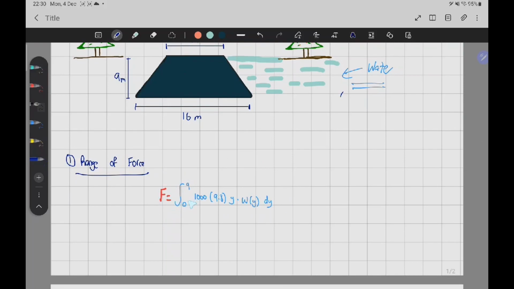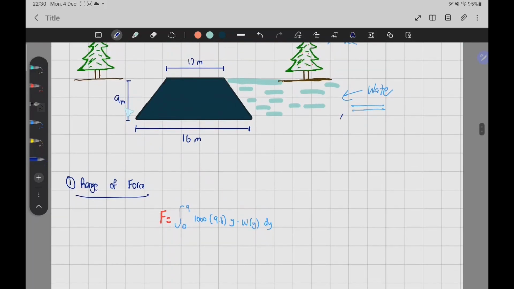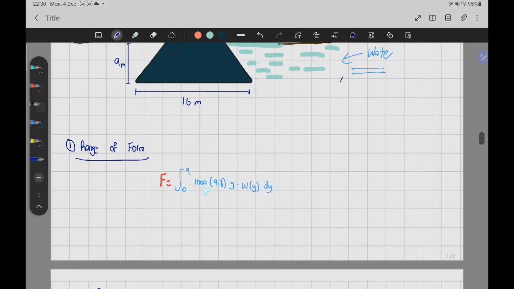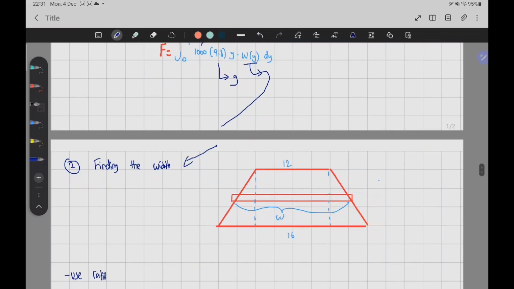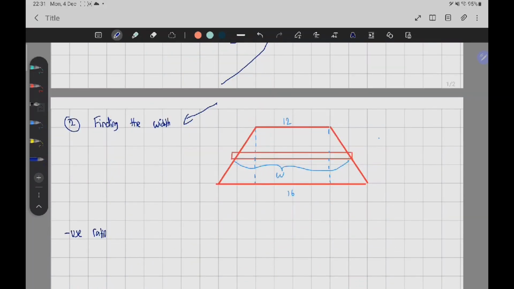This is our force, and 0 to 9 is our height, as you can tell from here, and 1000 is the density of water. This is your g, your gravitational acceleration, and we have our y, and this is for our width. For width, we don't know because it varies, right? As you can see, I've drawn out the dam again, and at this part the width will be 1. If I go up here, about here, it's going to change again.